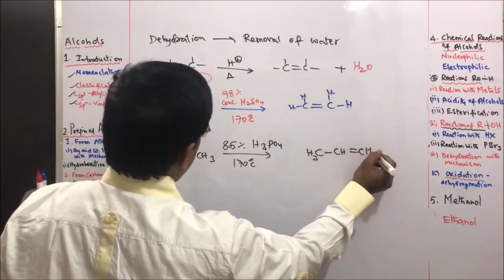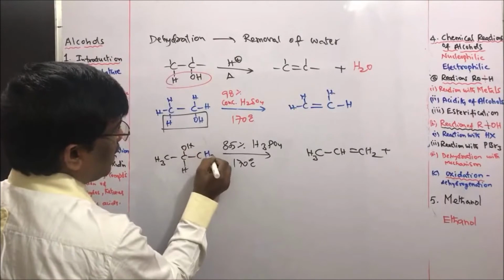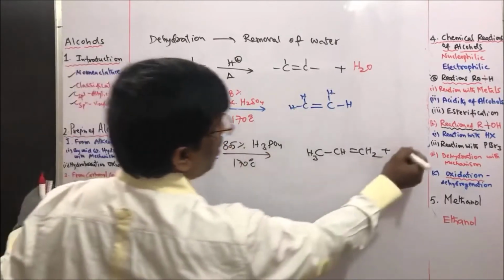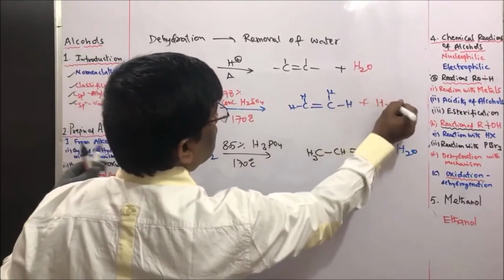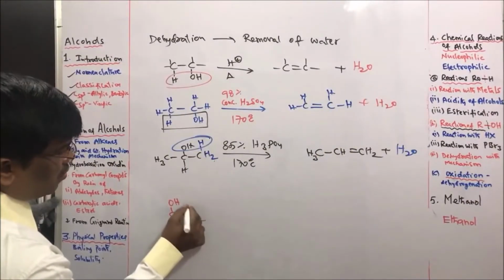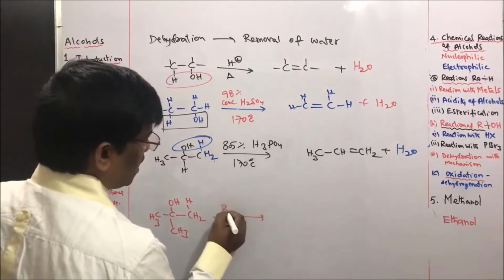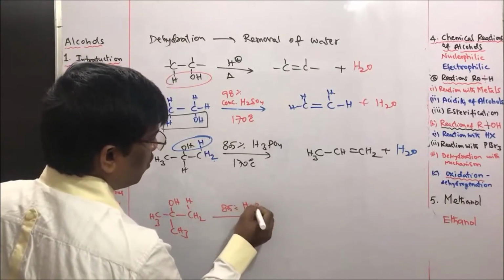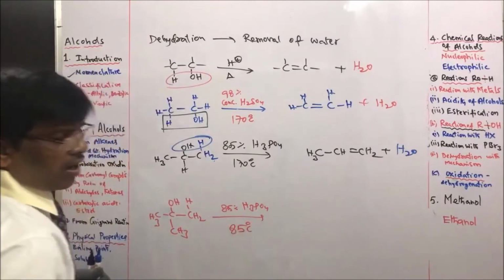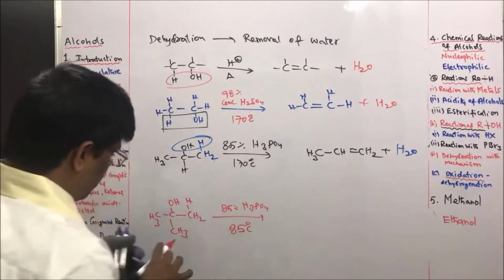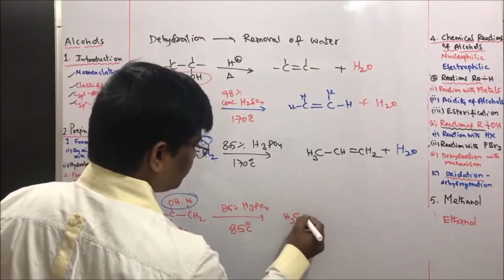Here it is going to lose hydrogen and the OH, and it goes out as water. Now a tertiary alcohol, with CH3 here. It requires the same acid, H3PO4, a mild acid, and 85 degrees centigrade, so a temperature below the boiling point of water. It is going to lose water and give this alkene.